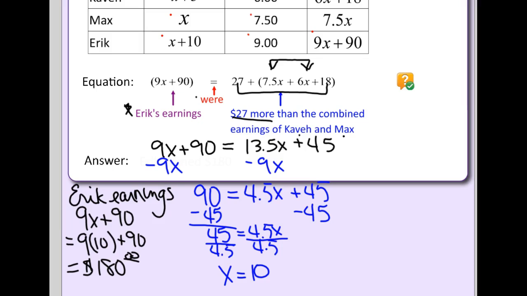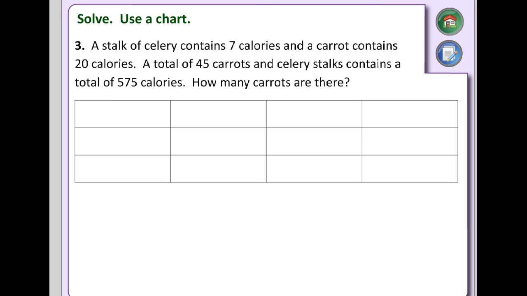Okay, everybody kind of understand where we went there? And again, make sure you show me a check. Let's look at our next problem. Problem number 3. Oh my goodness, I just gave you a blank chart and we've got to fill in the chart as well. Well, let's see what the story problem says.